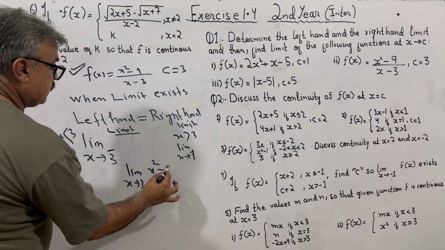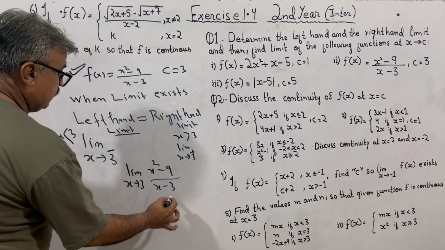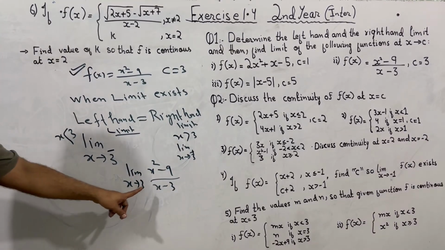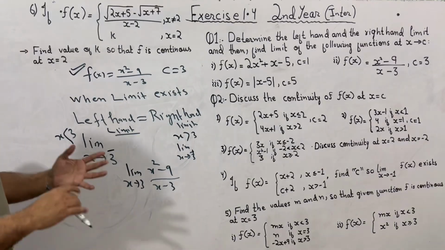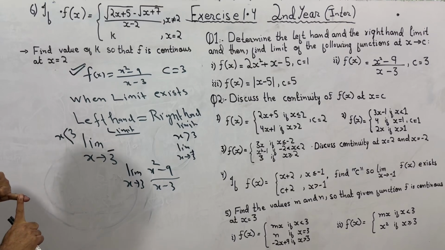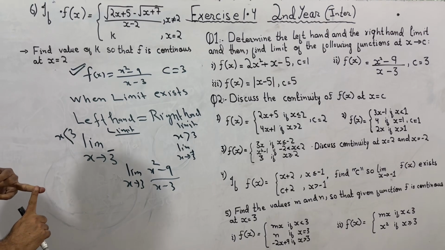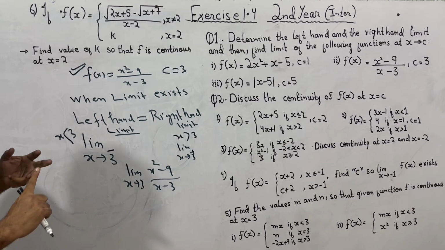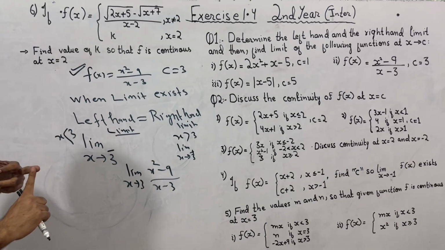We have x square minus 9 over x minus 3. Mark my words. For a direct limit, x is 3, minus 3, the denominator doesn't vanish. We do not need 0 in the denominator. Number 1. Number 2, square root never results in negative, and log ax, a must be greater than 1.